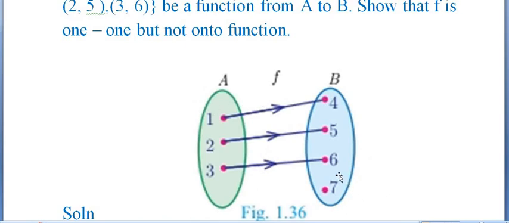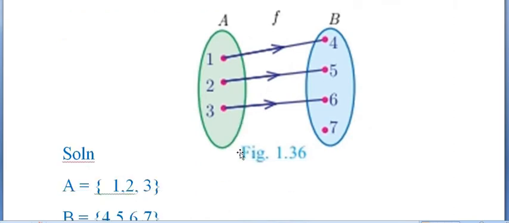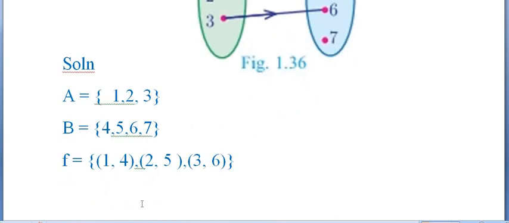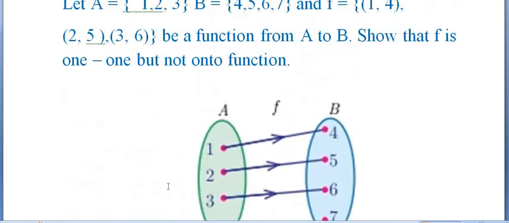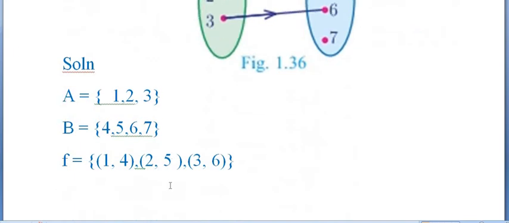Why? Because in an onto function, as we have studied, all the elements in the B set must have a pre-image in A. So 7 has no pre-image in A. So we can say it is not an onto function. So we can write it: it's a 1 to 1 function but not onto function.